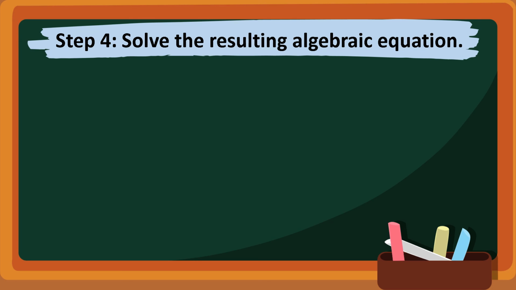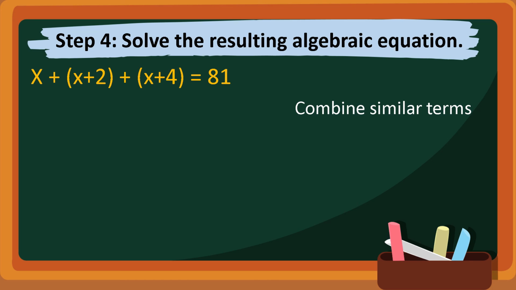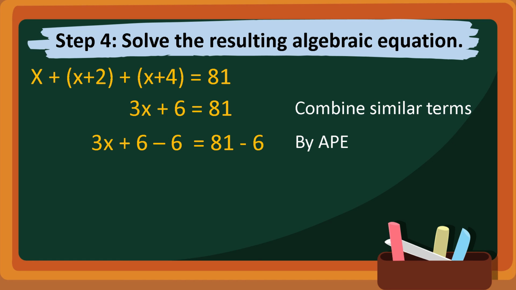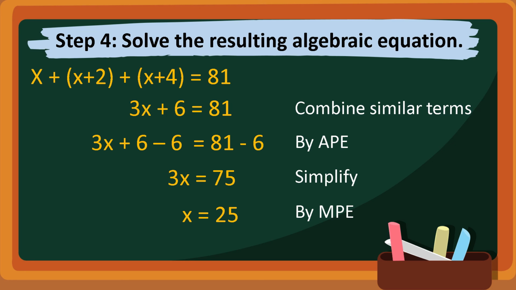Step 4. Solve the resulting algebraic equation. Let's combine the similar terms. 3x plus 6 equals 81. Next is by applying the APE. We have 3x plus 6 minus 6 is equal to 81 minus 6. Simplify, that is 3x equals 75. By applying the MPE, multiplying both sides by 1/3 or dividing both sides by 3, we have x is equal to 25.